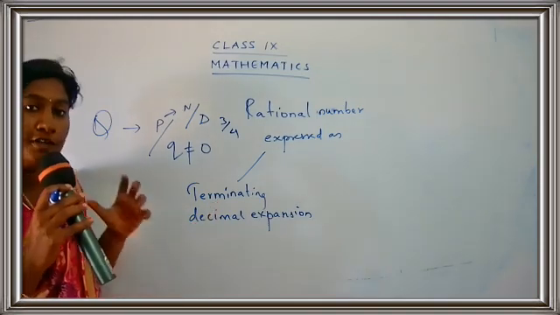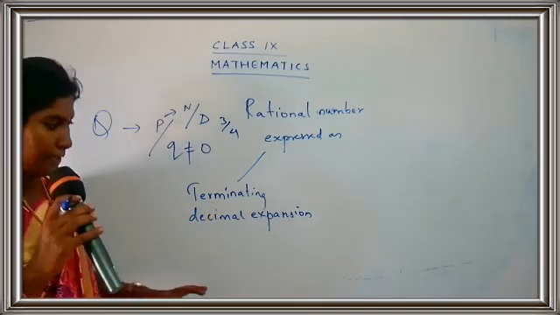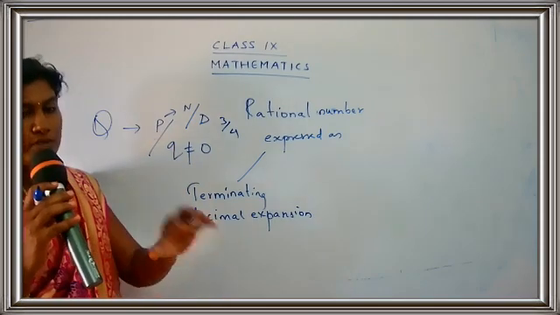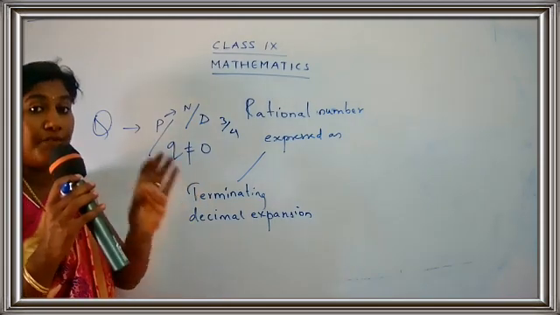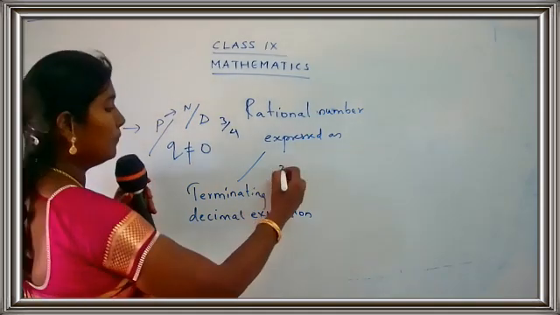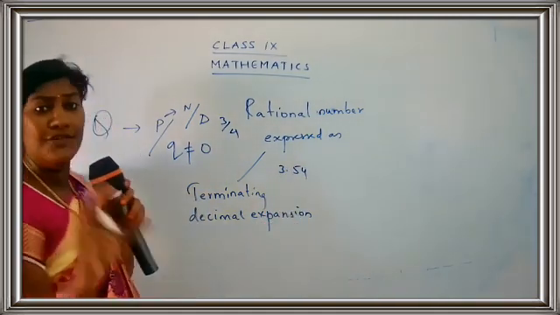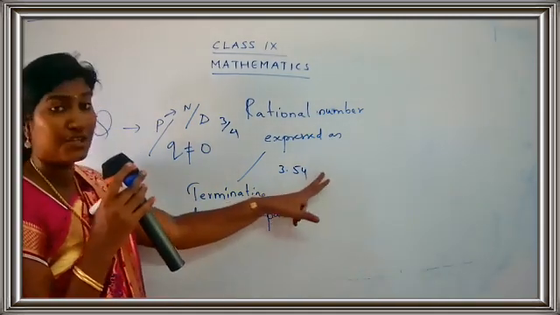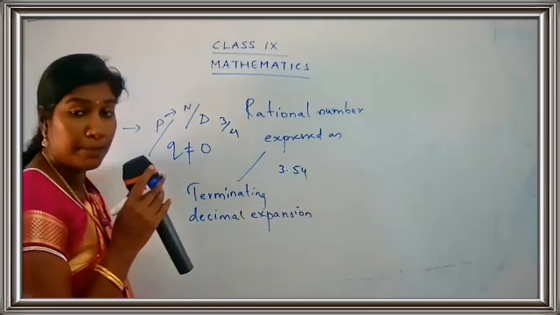Now what is the meaning of terminating? Terminating means the number stops. In simple language, the value stops. Like if you have 3.54, the value is 3.54. You don't have any extra value along with this. Getting the point, children? Okay.